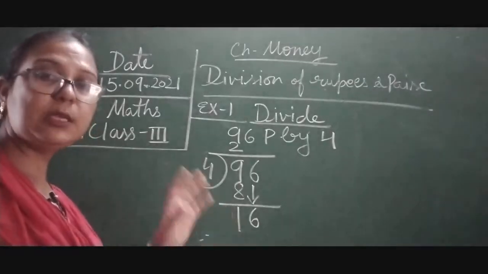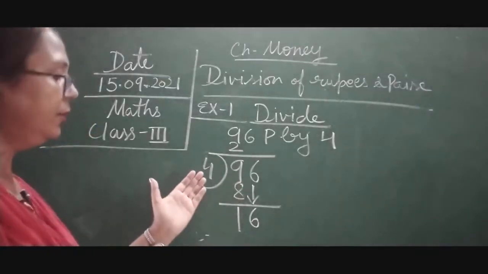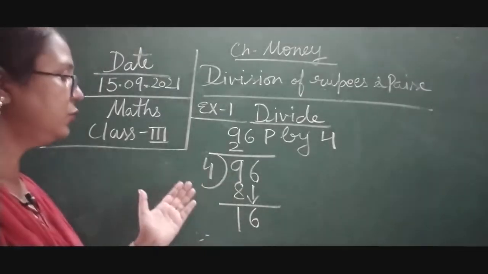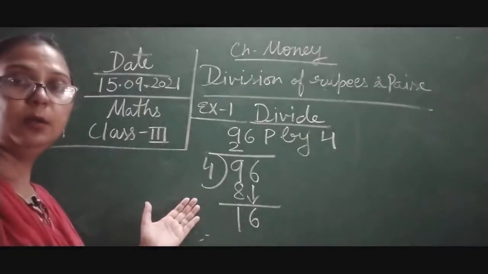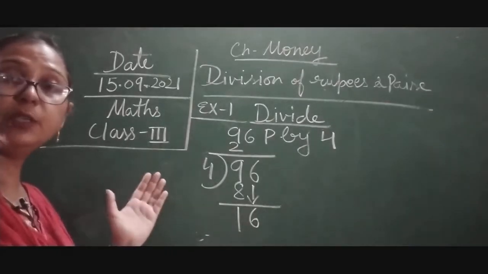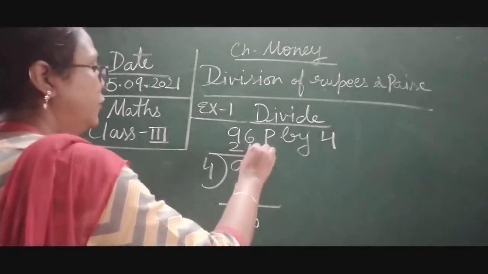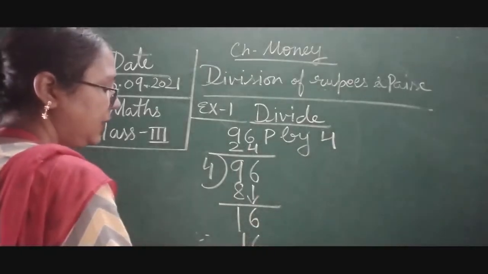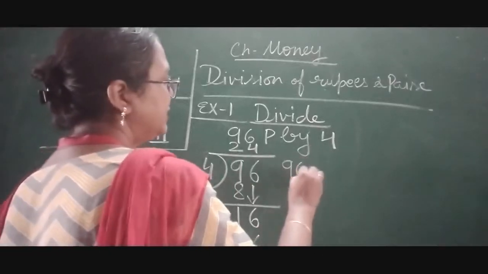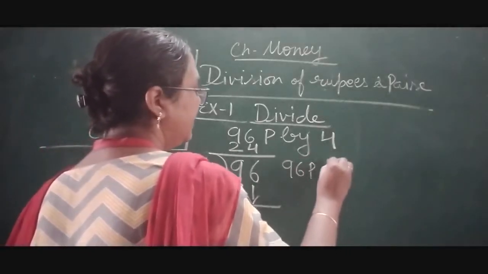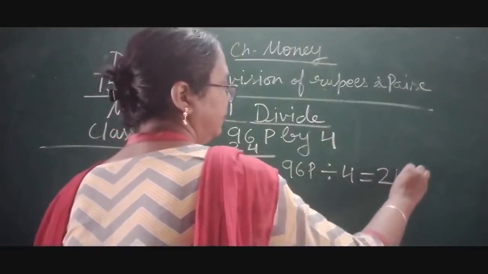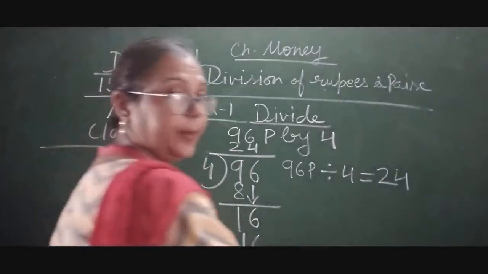Now we start division by 4. How many times will we get 16? 4 ones are 4, 4 twos are 8, 4 threes are 12, and 4 fours are 16. So here, children, 4 fours are 16, and nothing is left. 24 is the answer. If we divide 96 paise by 4, we will get 24 paise.